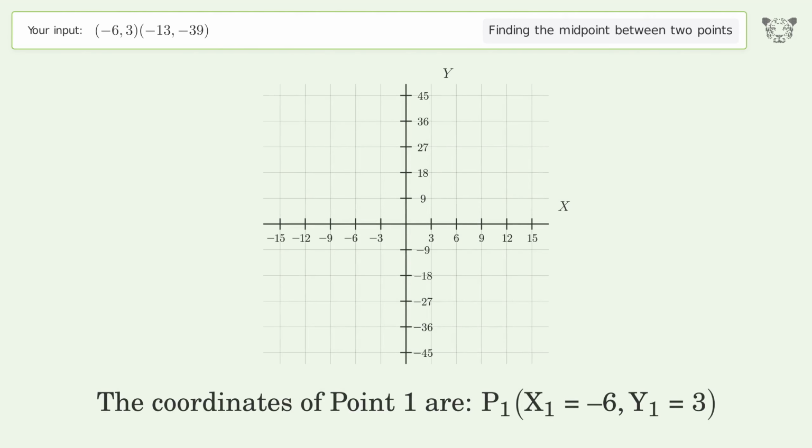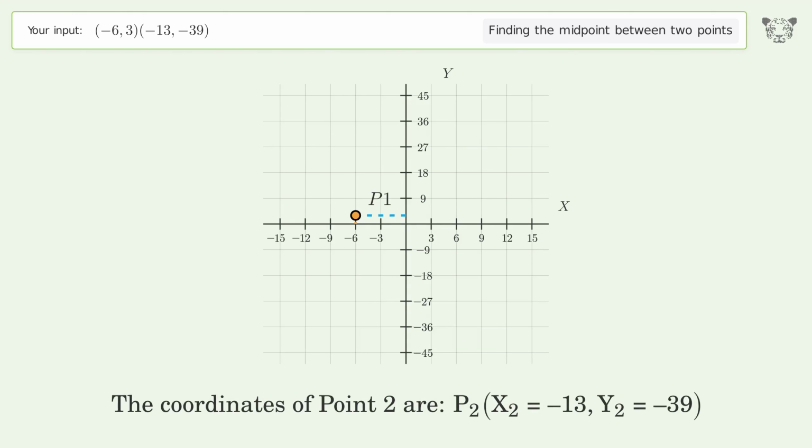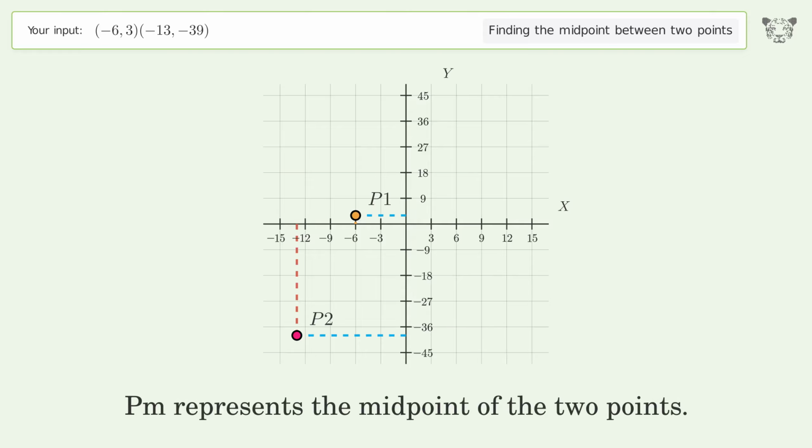The coordinates of point 1 are x1 equals -6, y1 equals 3. The coordinates of point 2 are x2 equals -13, y2 equals -39. PM represents the midpoint of the 2 points.